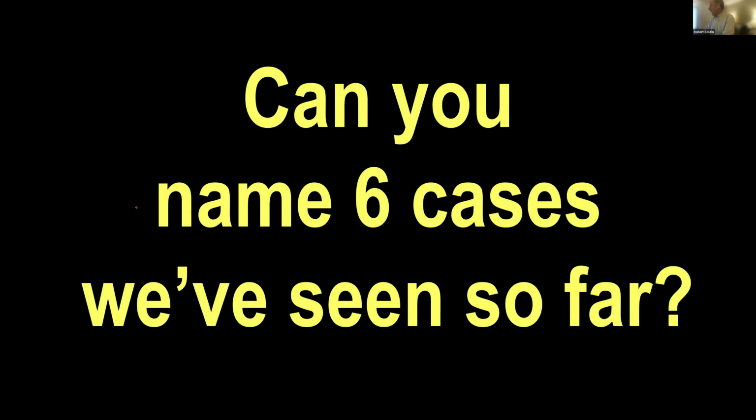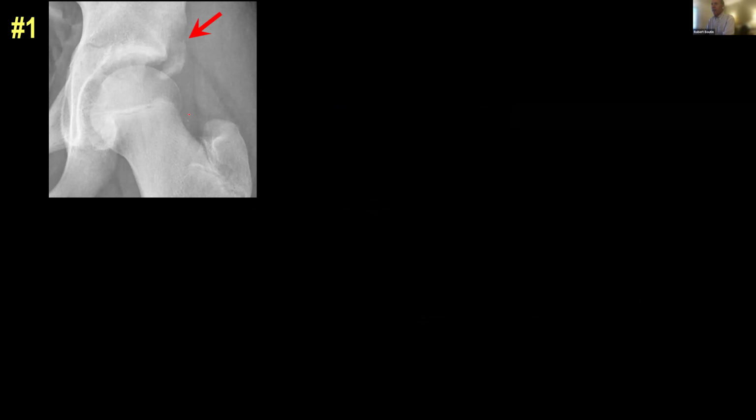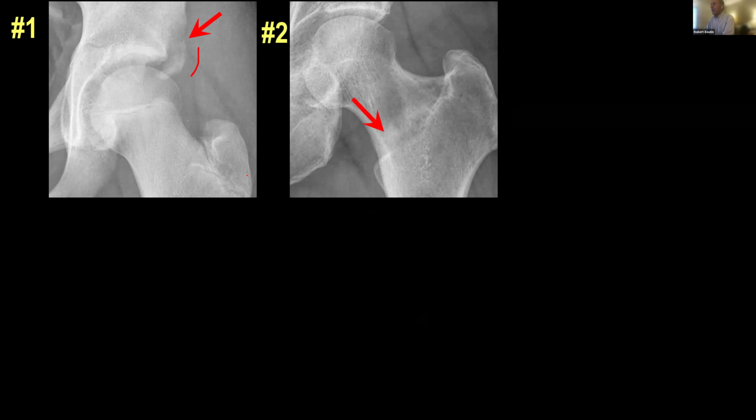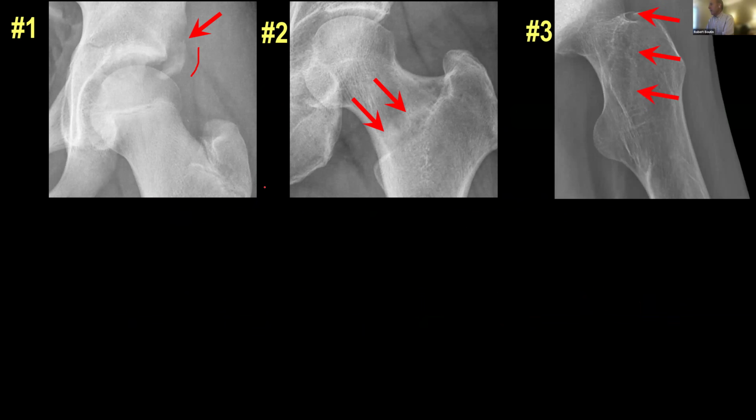So, quick reality check. Can you name some of the cases that we've seen so far? So, what's this? Well, this is an avulsion of the anterior inferior iliac spine. What's this? Well, that's our stress fracture in a young collegiate athlete with RED-S. Here's a 42-year-old woman with RED-S, but with anorexia that's really taking its toll, a lot of demineralization or osteoporosis, and an even more subtle stress fracture and cortical irregularity.